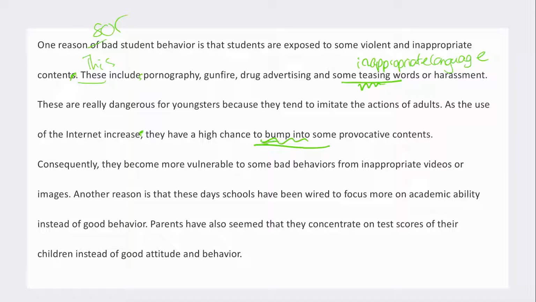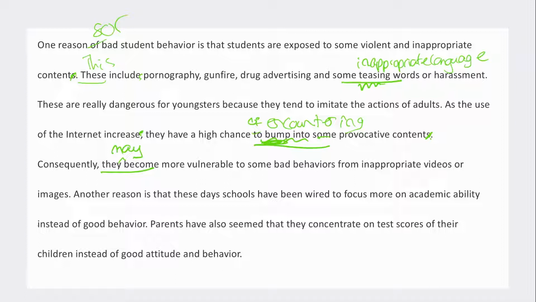Because if you think about the physical action bump, to hit someone, it's kind of like if you met someone in real life. So they have a high chance, I would say this, to encounter. They have a high chance of encountering provocative content. Consequently, so you're making a guess, right? You're predicting the future. They may, okay, because you don't know 100%, you're sort of making an assumption, you're making a guess. Consequently, they may become more vulnerable to some bad behavior from inappropriate videos or images.